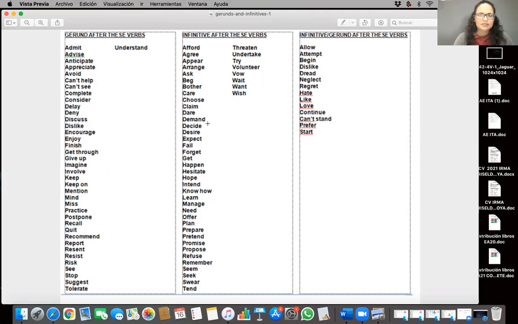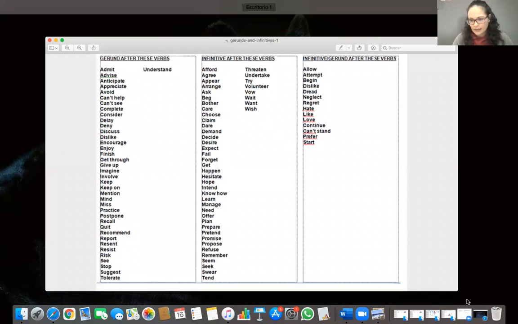And of course, because these are the verbs, they can be in any tense. For example, I can say, I forgot to do my homework, or I had forgotten to do my homework, or I always forget to do my homework. They could be in any tense that you want, because this is the verb. All right.